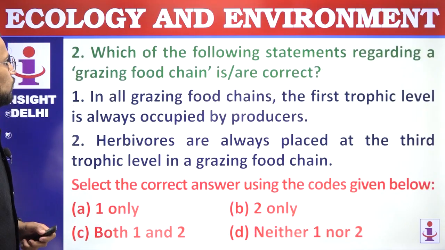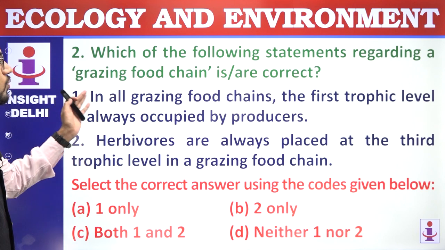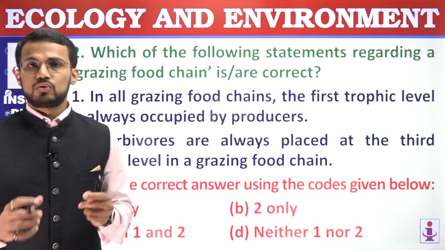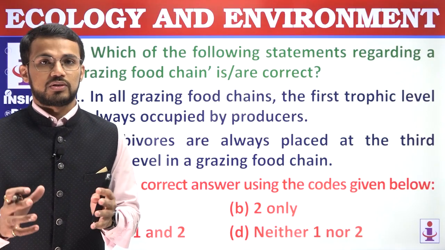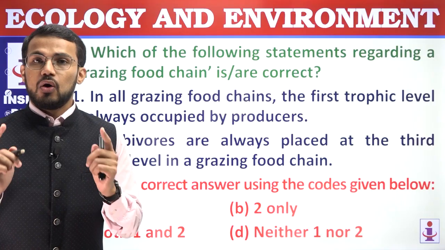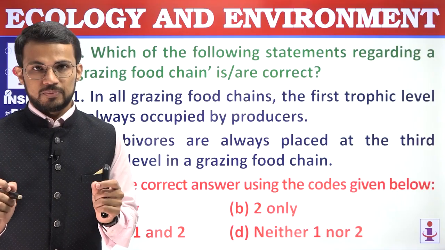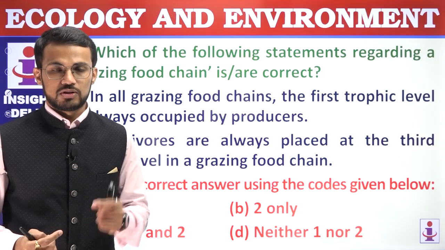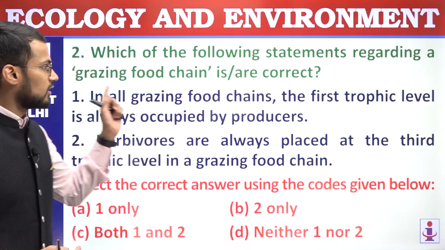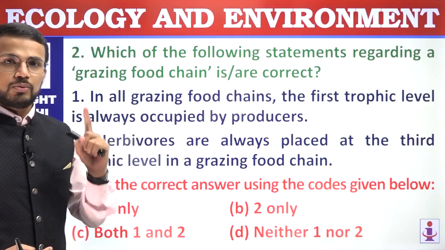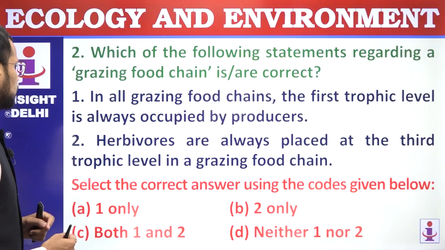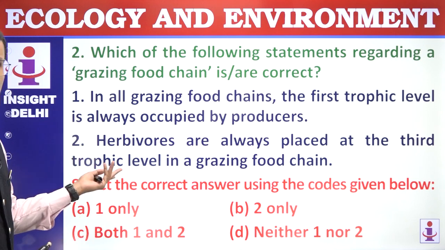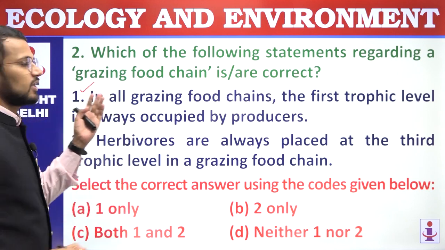Second question, which of the following statements regarding grazing food chain are correct? Now what are grazing food chains? Grazing food chains are those food chains that start with producers. At the first trophic level, always there will be producers, and then subsequent consumers will be there, primary, secondary, and tertiary consumers. Let us consider the statements. First, in all grazing food chains, the first trophic level is always occupied by producers. So that is the definition of grazing food chain.